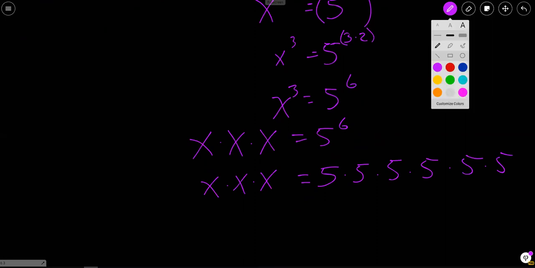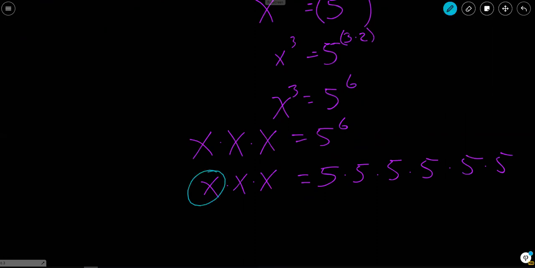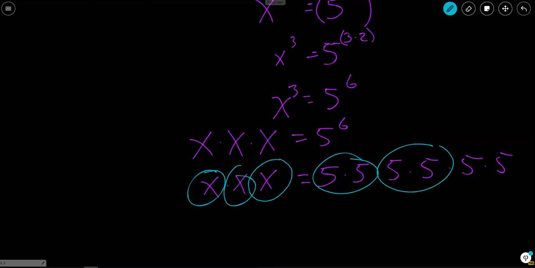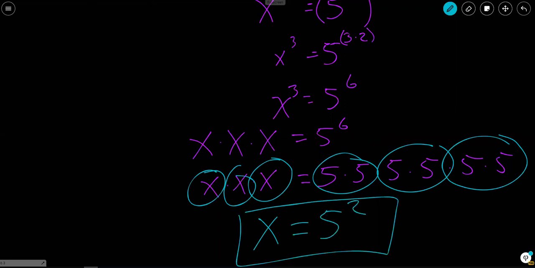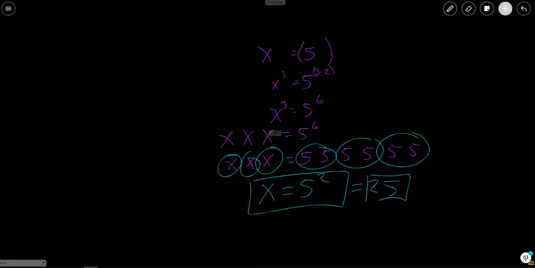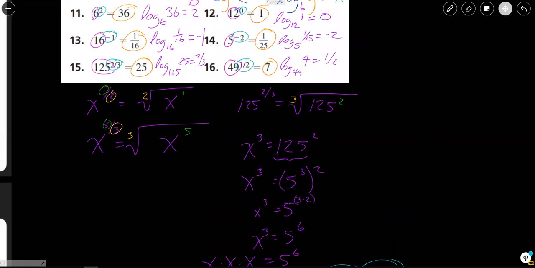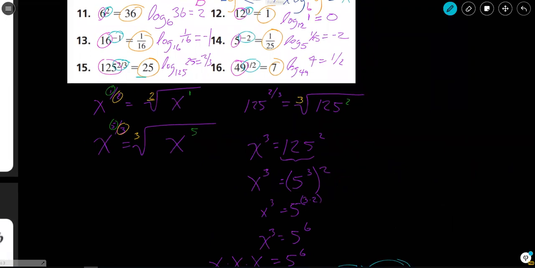Well, if you think about that, we can kind of just match things up. X, 5 times 5. X, another 5 times 5. X, another 5 times 5. So x is really equal to 5 squared, or 25, which is what we had in this example here. There's my 25 right there.